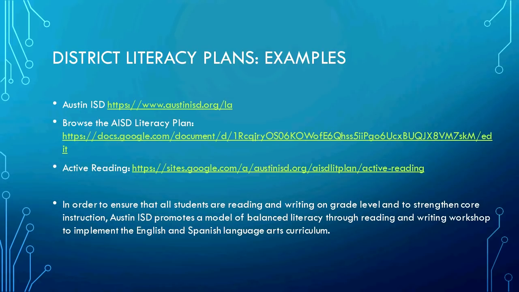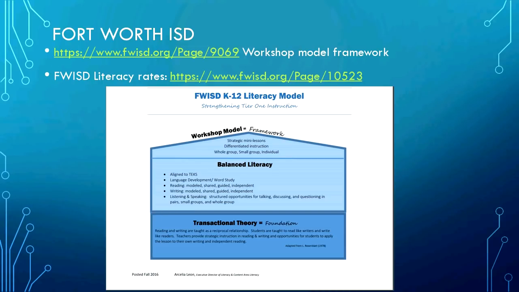Even if a district says, oh, we do balanced literacy, that might mean something different depending on the district. I just have a couple of slides that you can check out on your own. You can see Austin is using Google Docs to put all their information. But check that out. So Austin is one. Fort Worth has a diagram, which I think is awesome too, and they use the workshop model.